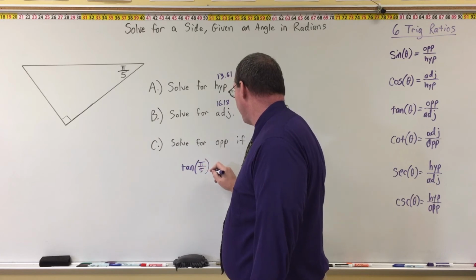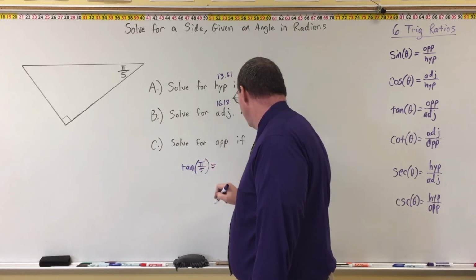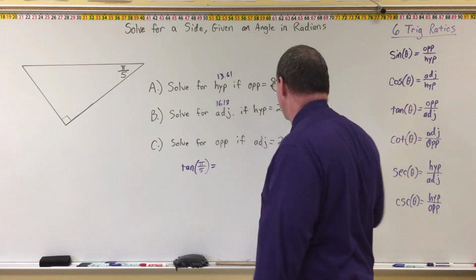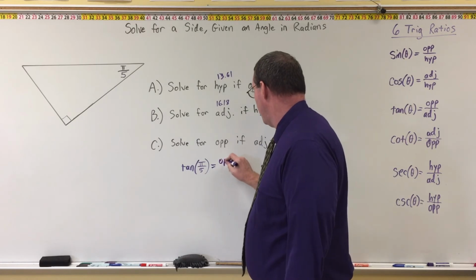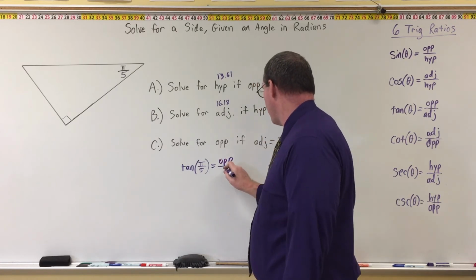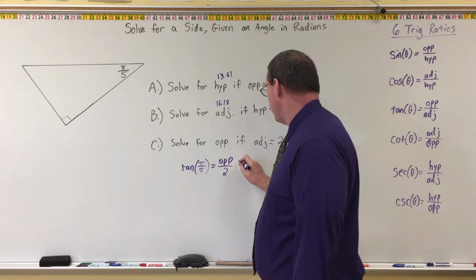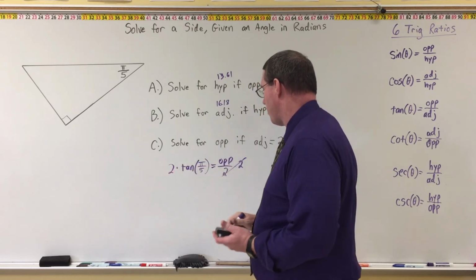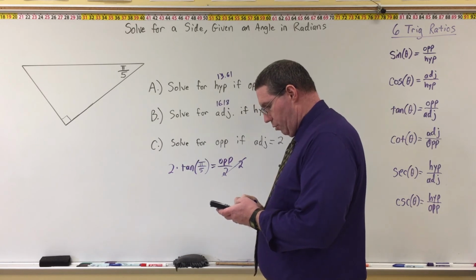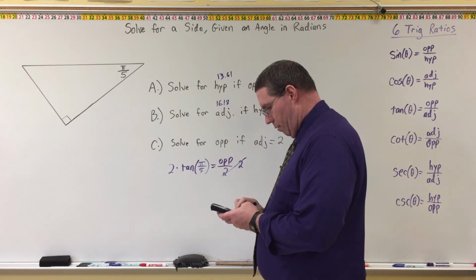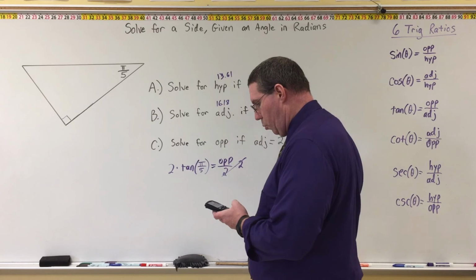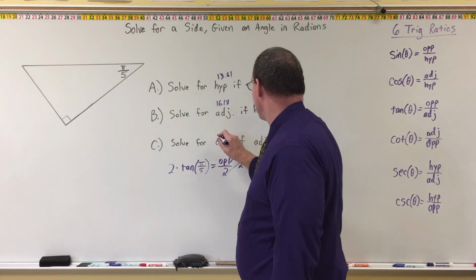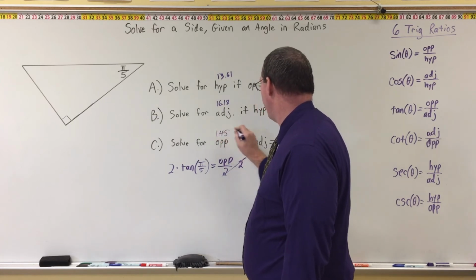So tangent of pi over 5 is equal to opposite over adjacent, and adjacent in this case is 2. So now we solve. Multiply by 2 on both sides, and opposite is equal to 2 times tangent of pi over 5. 2 times tangent of pi over 5 is equal to 1.45. So opposite is 1.45. Okay?